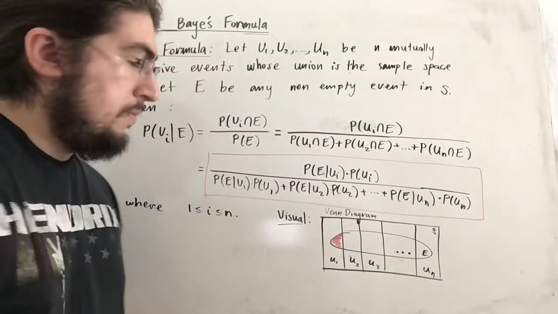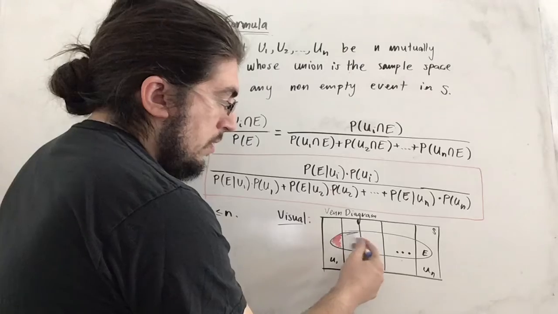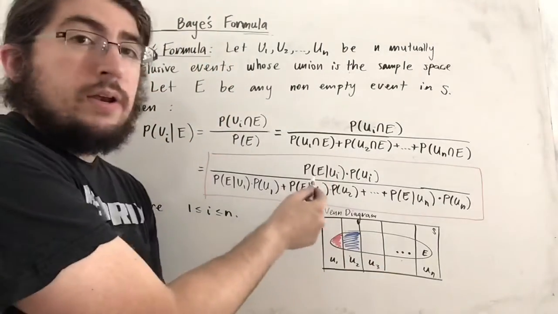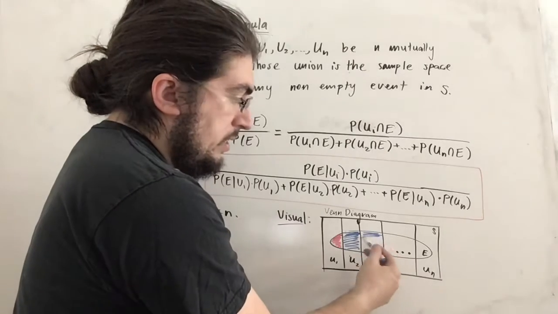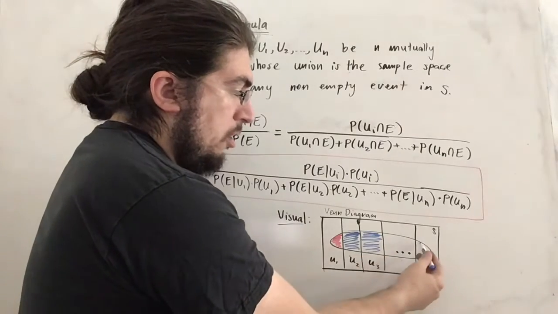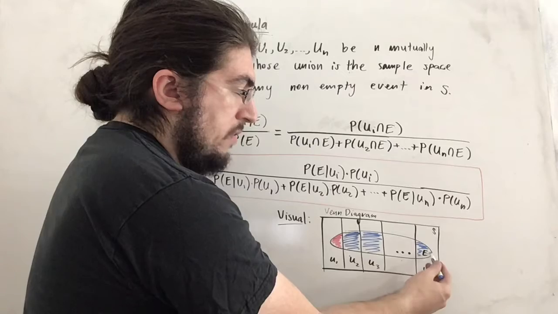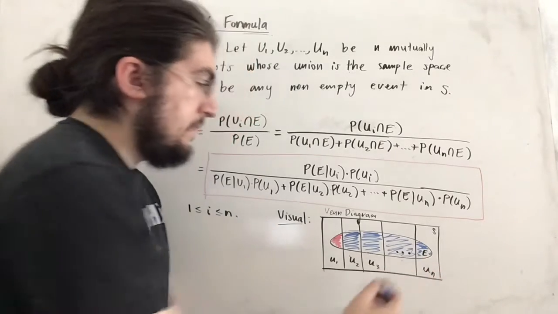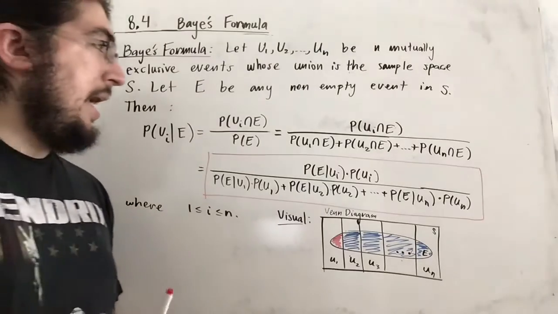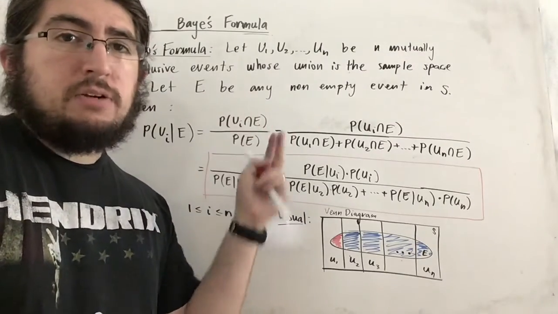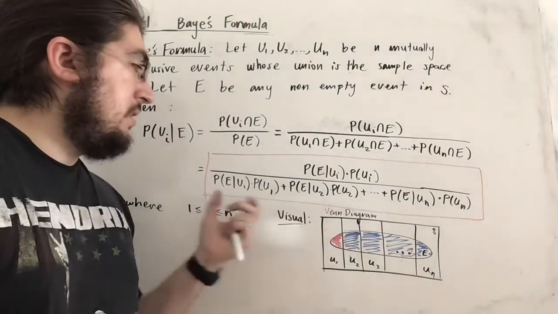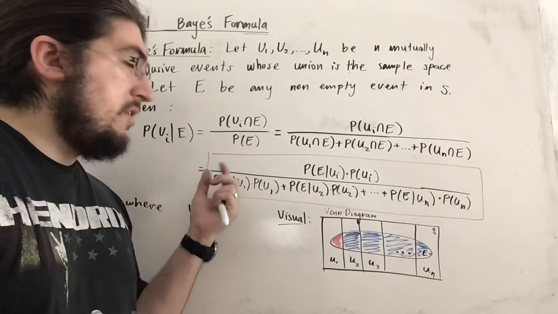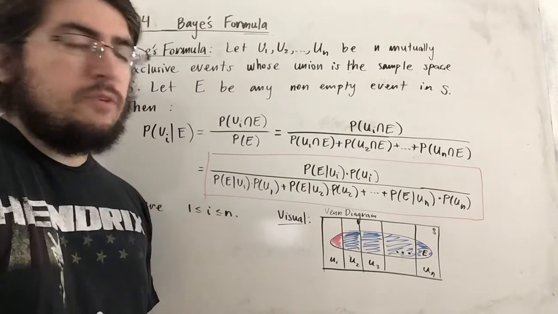So let me just shade that in blue. This part here is just the intersection of U1 and E. Here, this is the intersection of U3 and E, and all the way until we get to the intersection of UN and E. So this shaded region is all the ones in between. And we know since those are intersections, we can write them as the probability of E given U1 times the probability of U1.